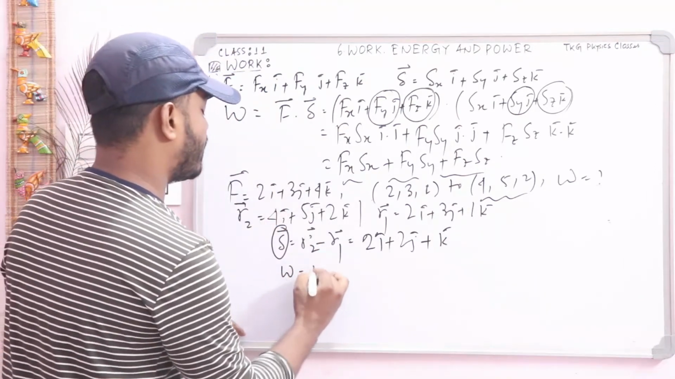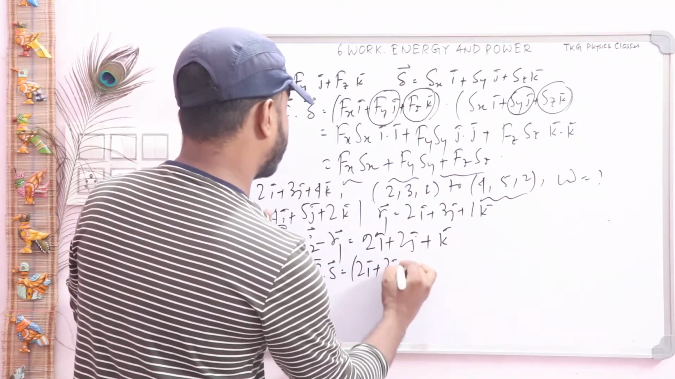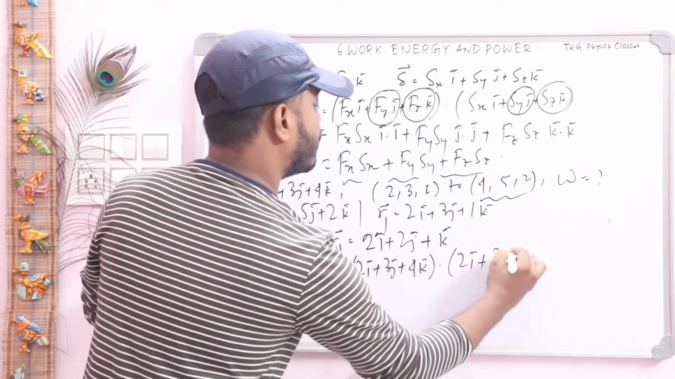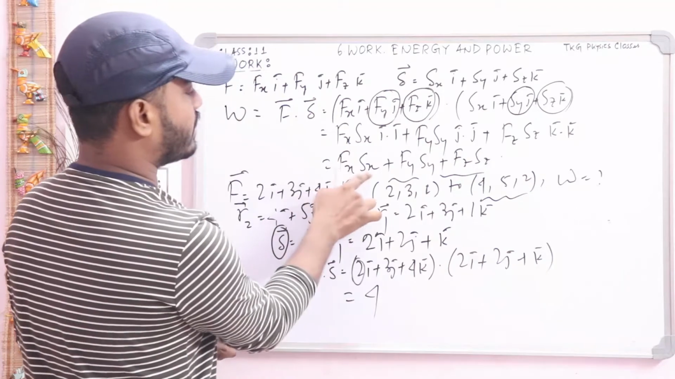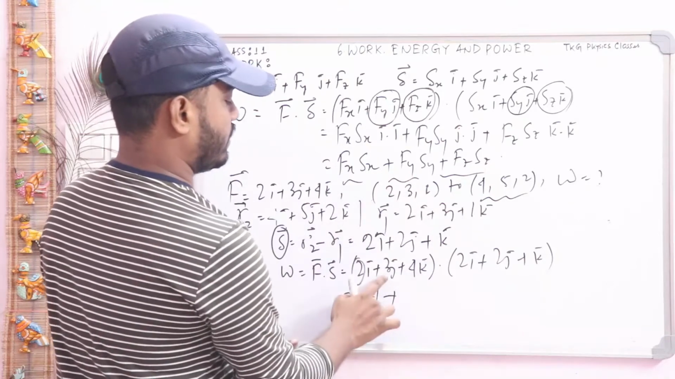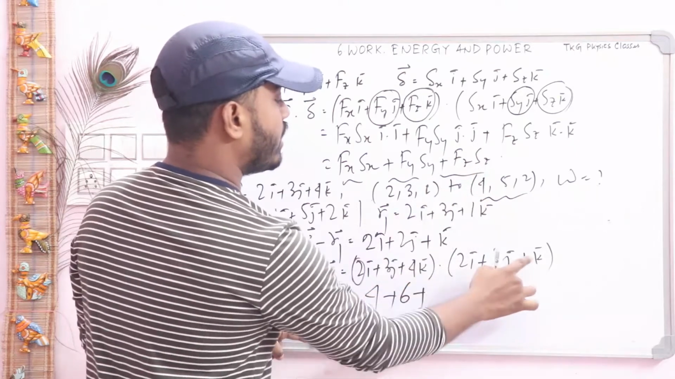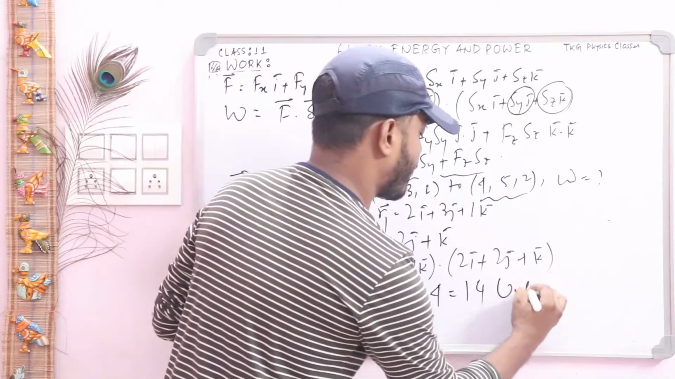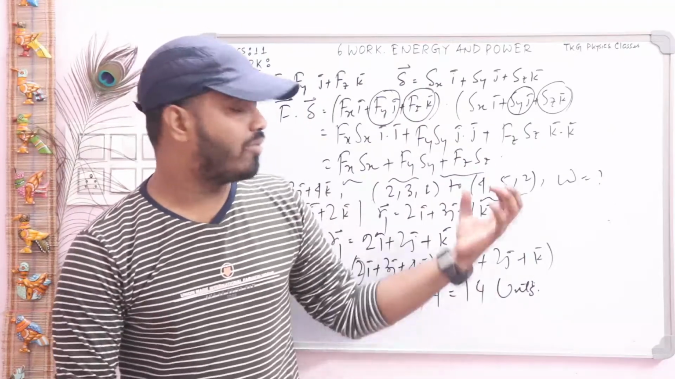So you just use this formula, F dot S, that is (2 i cap plus 3 j cap plus 4 k cap) dot (2 i cap plus 2 j cap plus k cap). Now simplify. You know the formula: Fx Sx, that is 2 into 2, which is 4, plus Fy Sy, that is 3 into 2, which is 6, plus Fz Sz, that is 4 into 1, so this value is 4. So the value will be 14 units. Okay, so this is a basic problem related to the vector concept.